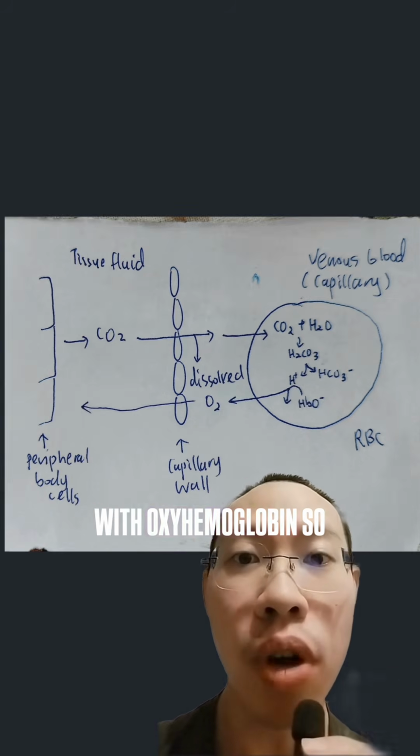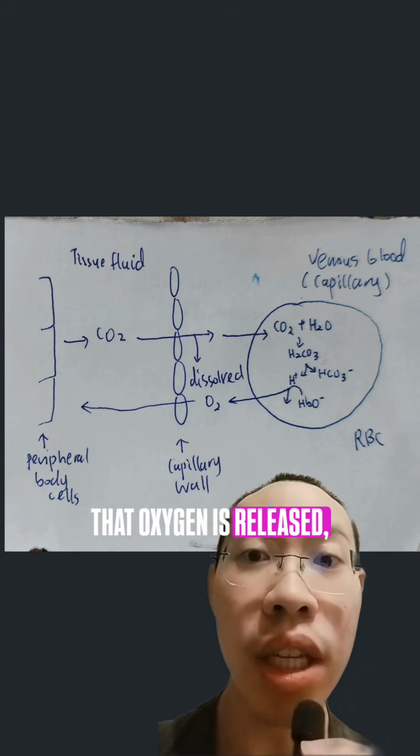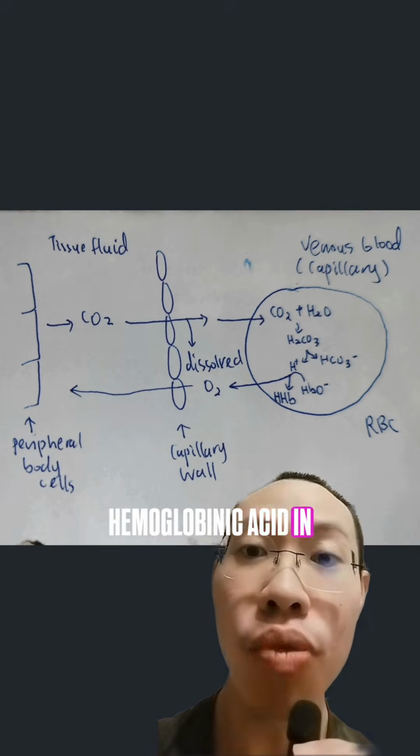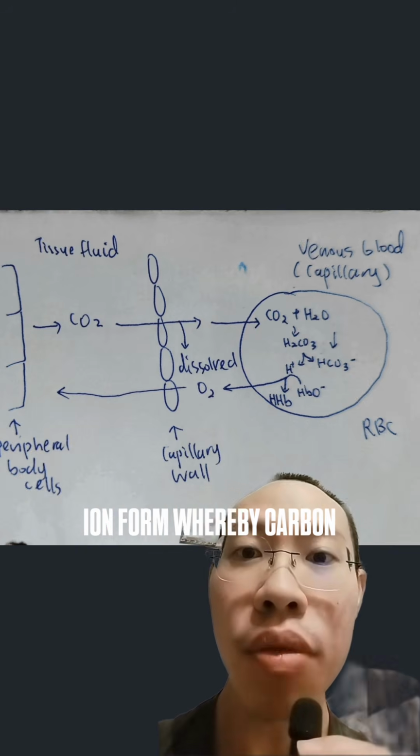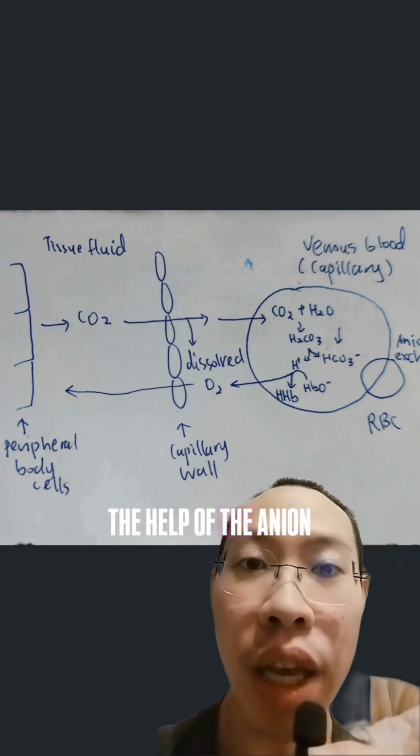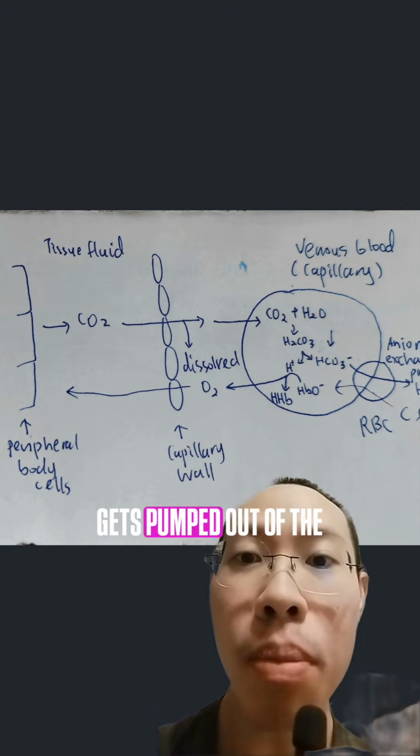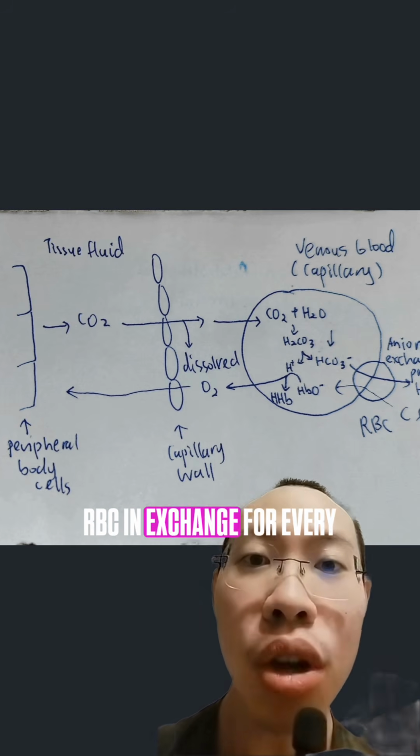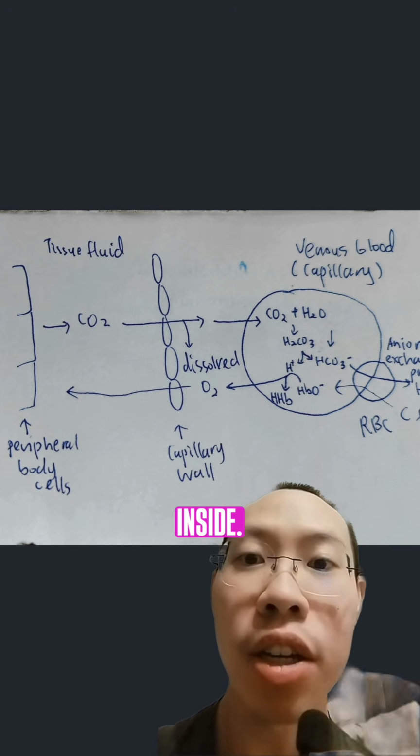Hydrogen ion combines with oxyhemoglobin so that oxygen is released, producing the hemoglobinic acid in return. It is in the bicarbonate ion form whereby carbon dioxide will be transported. Once produced, through the help of the anion exchanger protein, it gets pumped out of the RBC in exchange for every chloride ion pumped inside.